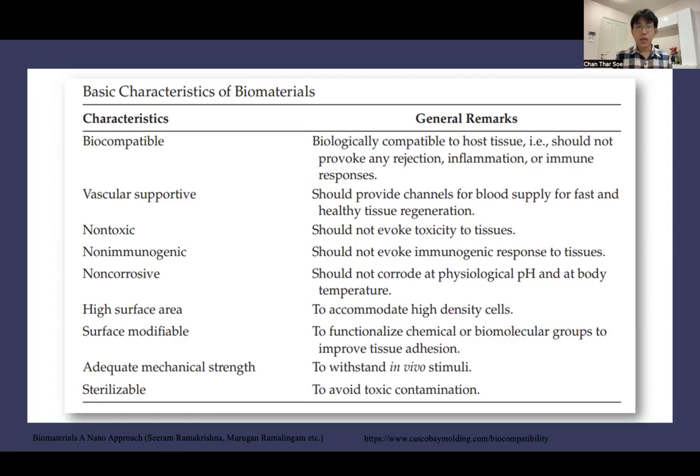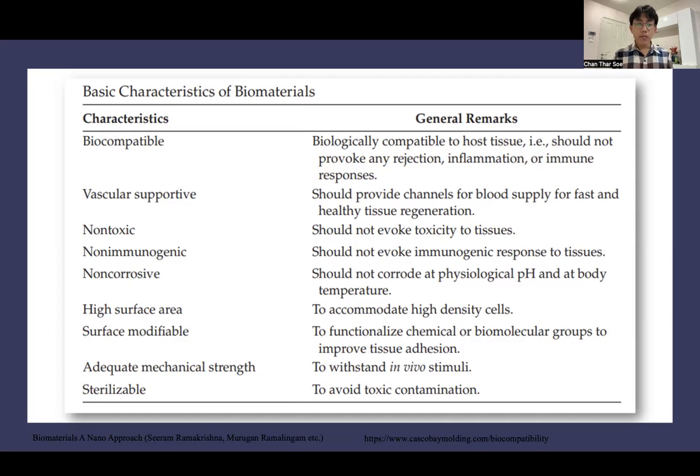So this is one characteristic, but it also depends on the function of the biomaterial. And also non-toxic, which is very important for all biomaterials, because it should not produce any toxic substance in our biological system. Another one is non-immunogenic. That means it should not trigger the immune system to attack the biomaterial itself.